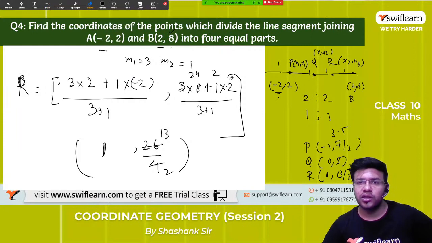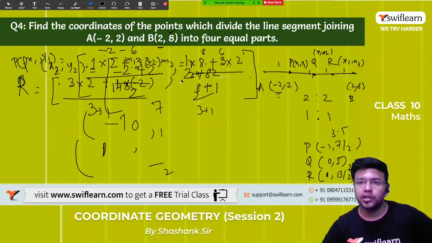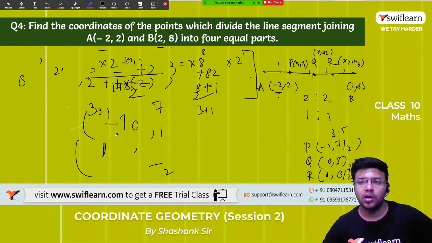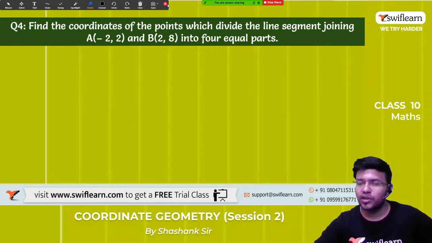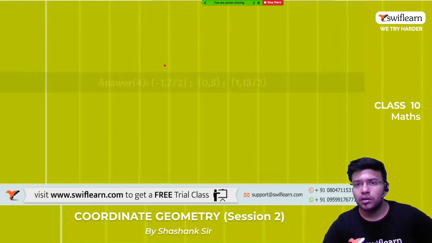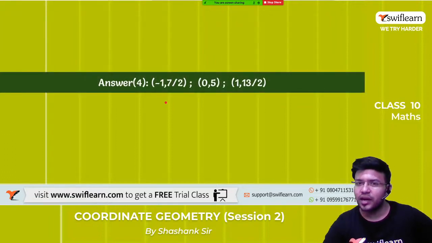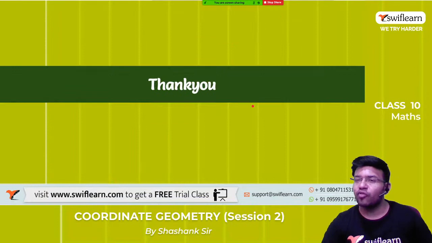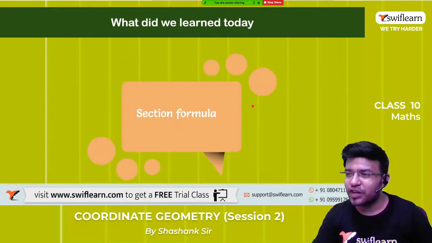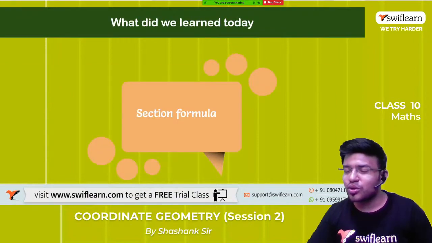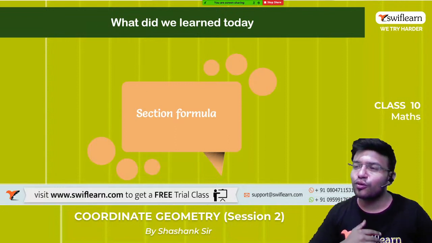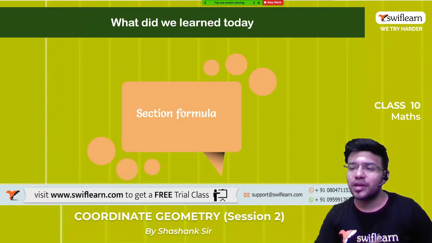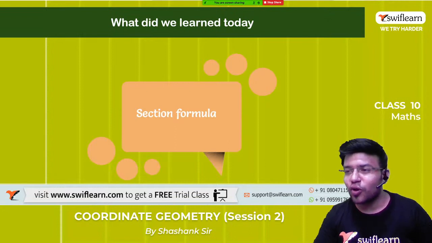So should we check for this? Okay, let us check what answer we have got. Okay, so let us check whether we have done this right or wrong. Okay, yes, our answers are correct. -1, 7 by 2, 0, 5, this by this, this by this. Yes, we have solved it right. So what did we learn today? क्या सीखे हम? We learned section formula and how to solve various problems using section formula. This is all we learned.